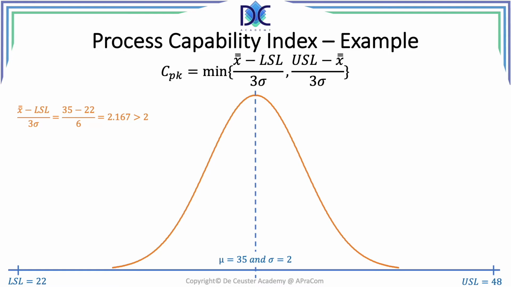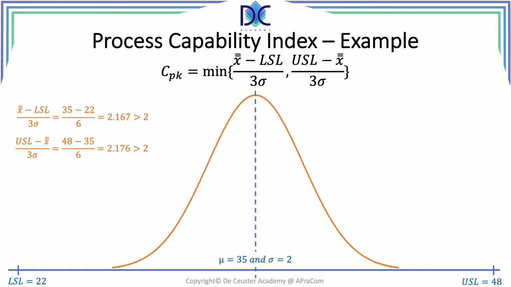So we see that in the graph, divided by 3 sigma, which is equal to 6. And we see that this is 2.167. We do the same for the other side, looking at the distance to the upper specification level, and we find that it's also equal to 2.167, which is also larger than 2.